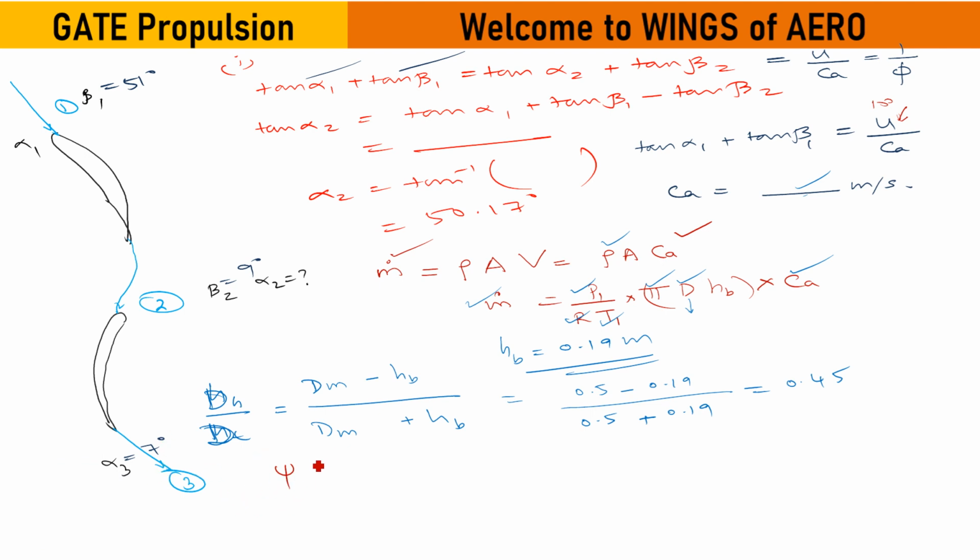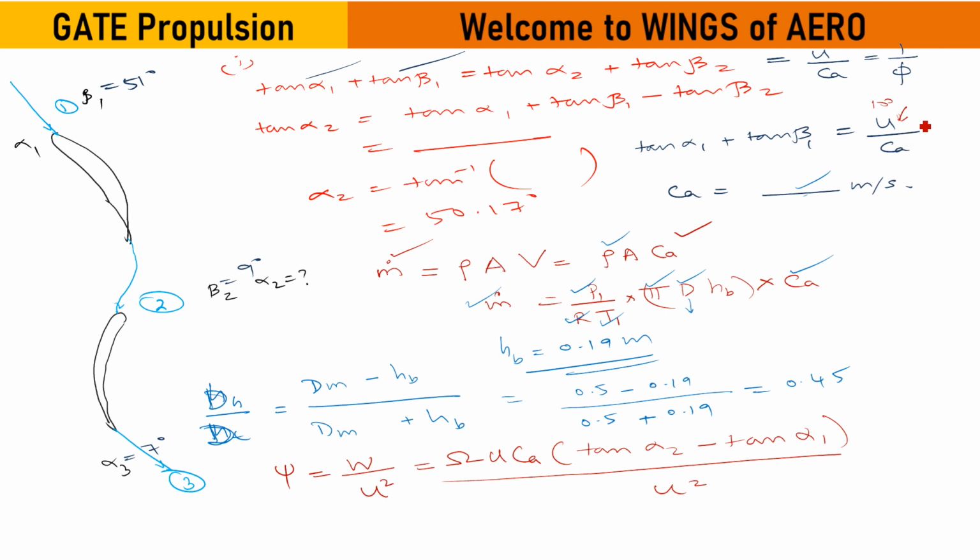This is for the stage loading. They denoted it as phi. So W by U square is known as stage loading. And what is W? W is omega U CA (tan alpha 2 minus tan alpha 1), divided by U square. U is the blade velocity. So this U and this one will cancel off.